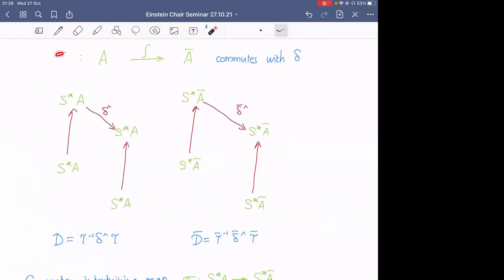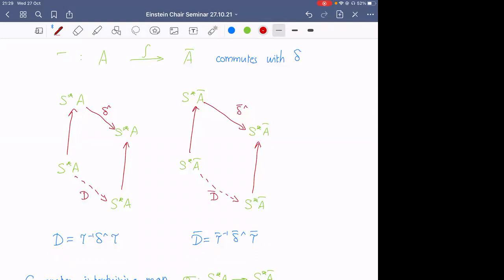We have an averaging map, this bar, which is going from, we're looking at cochains now, from fine cochains to coarse cochains. And on each side of the picture, we have D as given by this. So D is a conjugate of, in this case, delta, because we're dealing with cochains, so we have a coboundary. So that means we have here our D, and we have here our D bar.